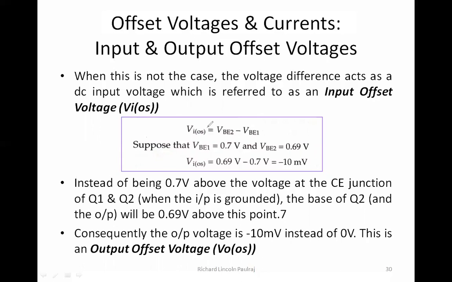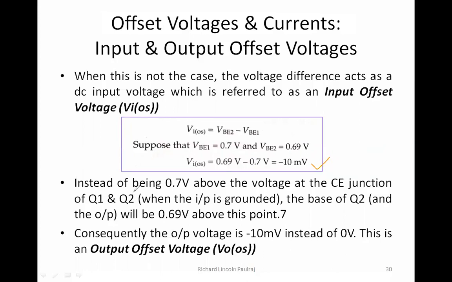So this is going to be the difference between the two. Suppose VB1 is about 0.7 by default and VB2 is about 0.69. There's not much of a difference, isn't it? So my input offset voltage is going to be about 10 millivolts, right? So you can see that there is a substantial change when both are not the same.